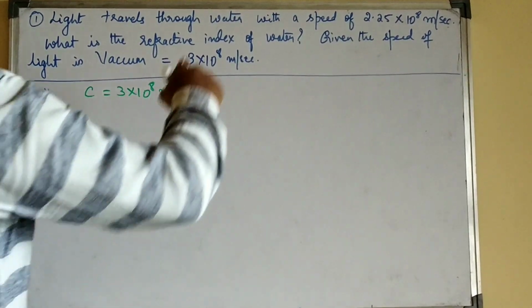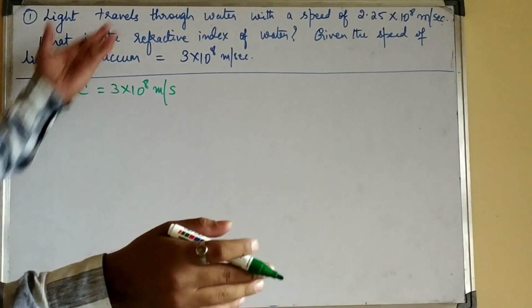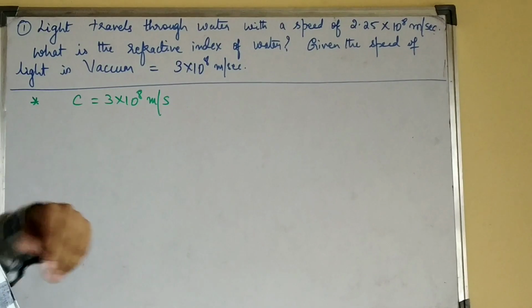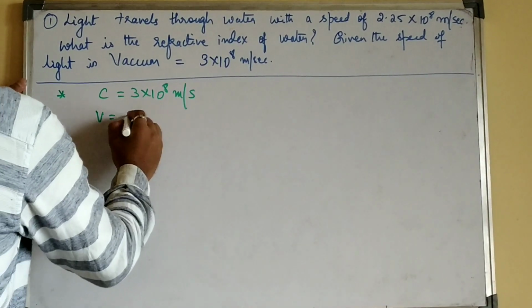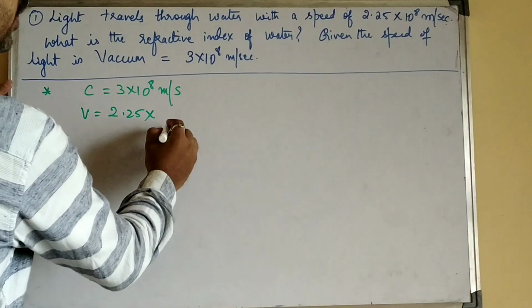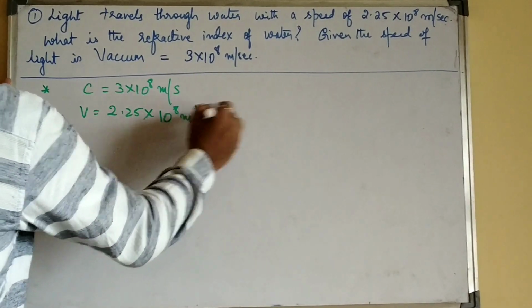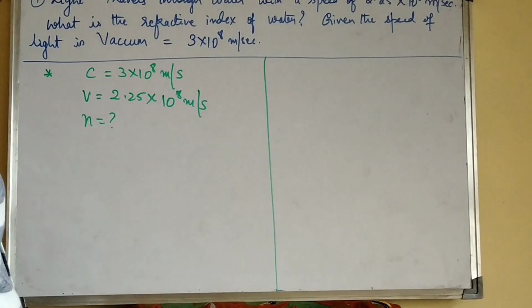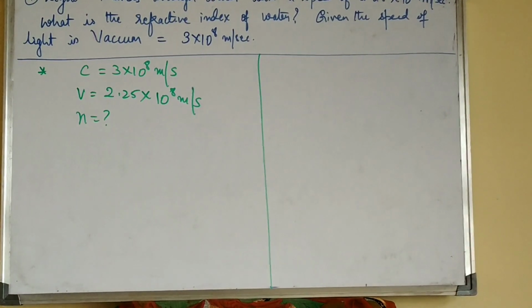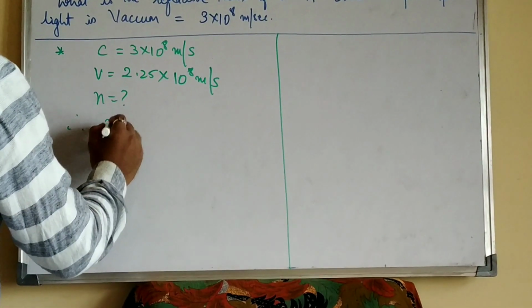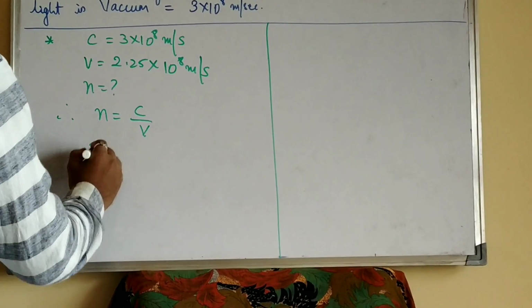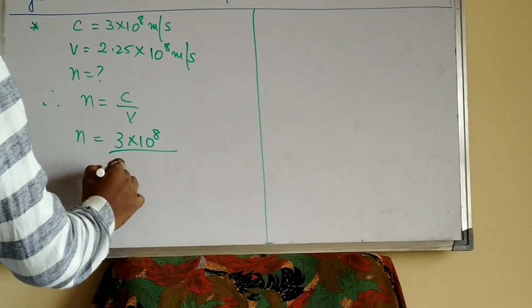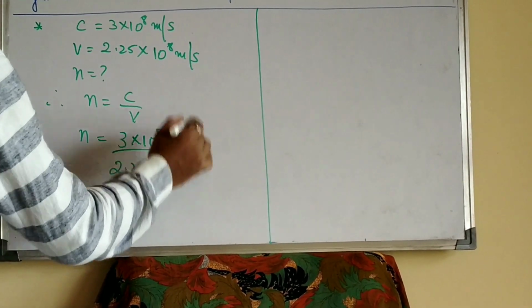Now speed of light in any medium. Any medium means what? The medium is water. The denser medium is water now. In that water the light is moving with the speed of how much? That is V, 2.25 into 10 power 8 meter per second. Now what do you have to find out? The refractive index of water, means refractive index of the second medium. Now you know the formula, that is n is equal to c by v, or n is equal to 3 into 10 power 8 divided by 2.25 into 10 power 8.